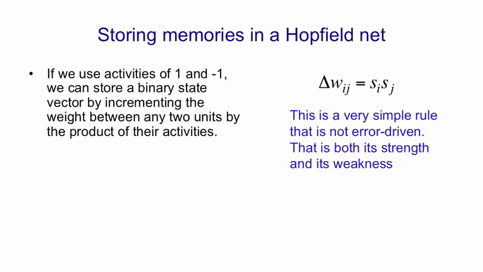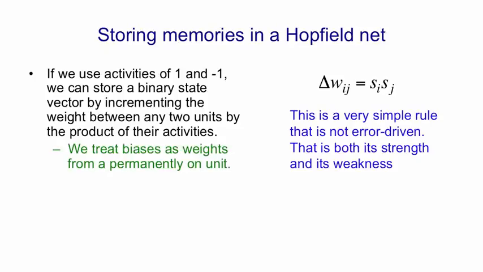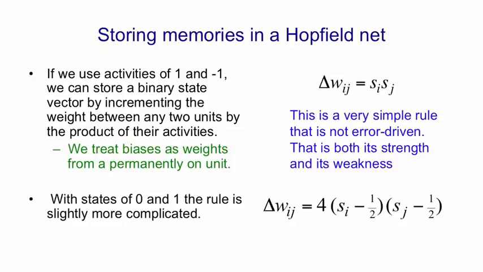The fact that it's not an error correction rule is both its strength and its weakness. It means it can be online, but as we'll see later, it also means it's not a very efficient way to store things. We can also have biases, and as usual, we treat the biases as weights from a permanently on unit. If you want to use states of 0 and 1 for units, which is what we'll use later, the update rule is only slightly more complicated.